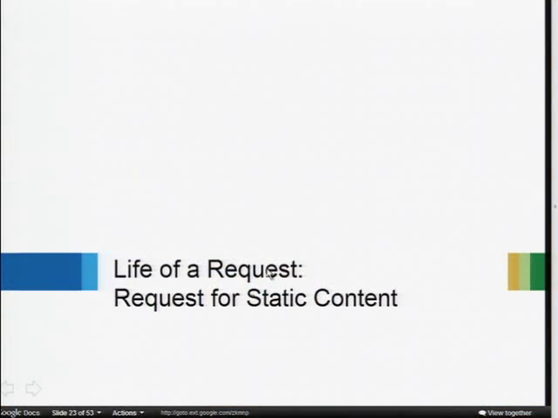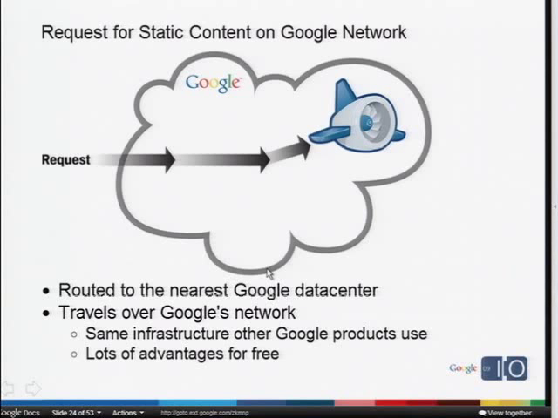So now let's look at the life of some requests and see how they interact with the different parts of App Engine and what goes on there. So, a request for static content. The first thing that happens in a request for static content, or any request, is that it's routed to the nearest Google data center over the internet, and from there travels over Google's network to reach our App Engine front ends.